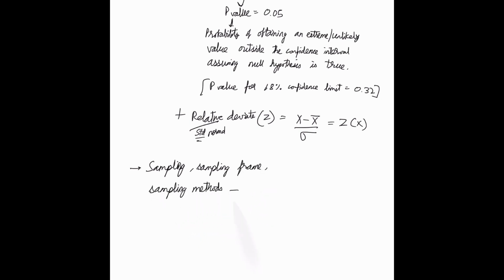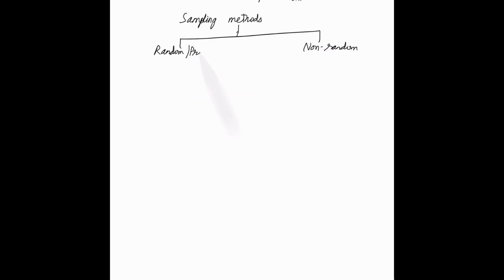We then see what is sampling, what's a sampling frame, and what are the various sampling methods like simple random sampling, systematic random sampling, and stratified random sampling. These are only three ones that are given in PARK, but there are more which I will discuss now. So we can categorize sampling methods into random or probability and non-random or non-probability sampling methods.